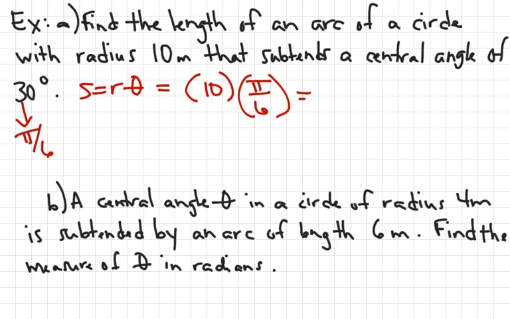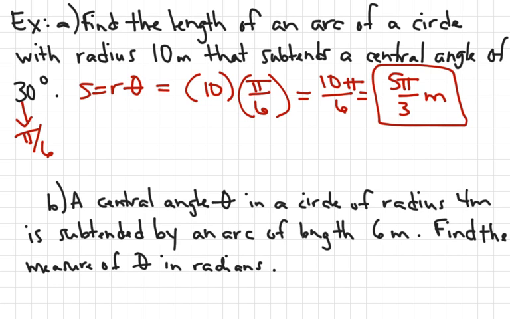And you end up finding out that it's 10 pi over 6, or 5 pi over 3 meters. Length, remember, is a linear concept, so it should be in single units, like meters, centimeters, inches, something like that. If you actually multiply this out, 5 times pi, 3.14159, divided by 3, I'm okay with that as well.